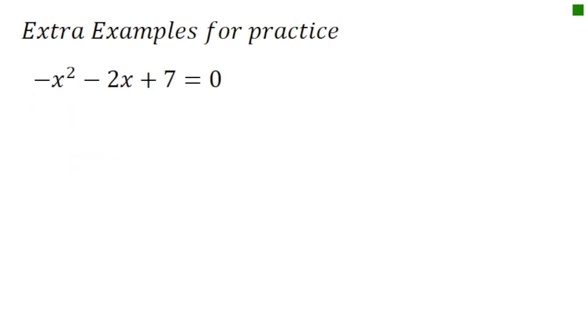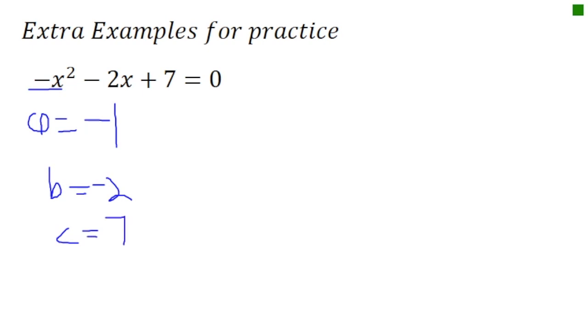All right, this is the last example. See how you do. It's already set equal to 0, so nothing to do there. A here is going to equal negative 1. That's right, because of the front. B equals negative 2. C equals 7.